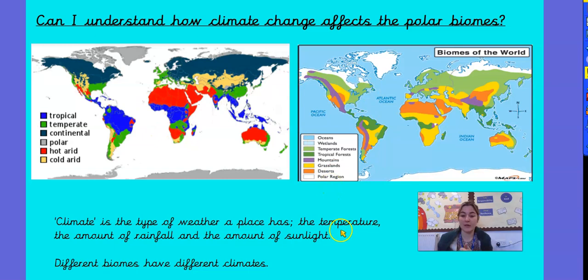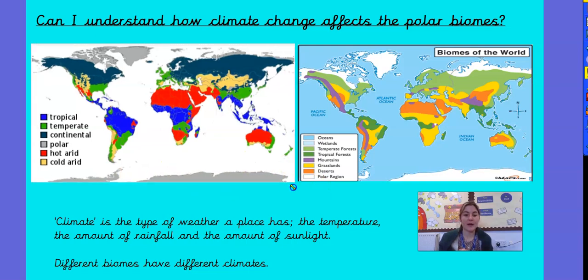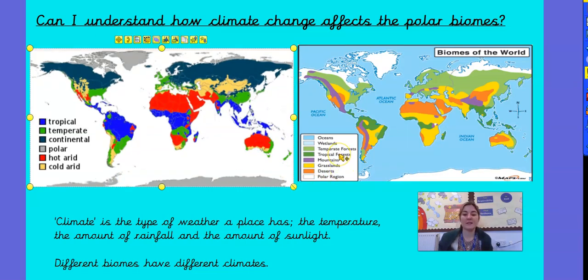So let's have a look at the polar biome. We've got the polar regions here, and they have got a polar climate on our climate map. Now, just to compare, let's have a look at tropical forest. Tropical forest is the dark green here. Okay, so we've got some of South America, and that is a tropical forest, one of the biomes. And here we can see they've got a tropical climate. And Northern Africa has got a hot, arid climate, and we can see that it is a desert biome.